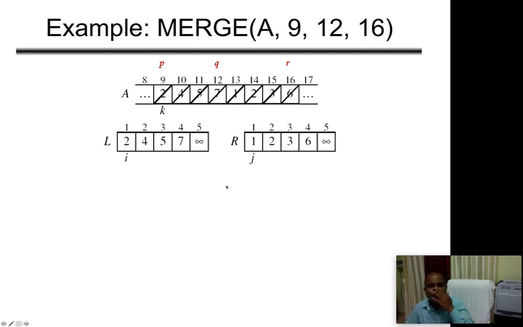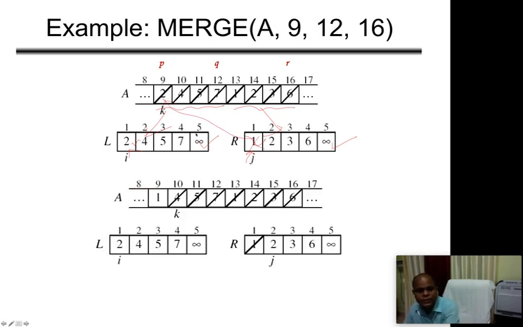Now let us consider what is happening in this case. See, here 2 to 7 we are placing, and here 1 to 6 we are placing, and at the end infinity here, and infinity here. Now i is pointing to here and j is pointing to here. Now these two will be compared. Which one is the smaller? 1 will be smaller. Hence this one will go to here.